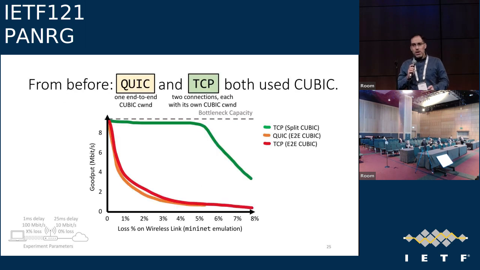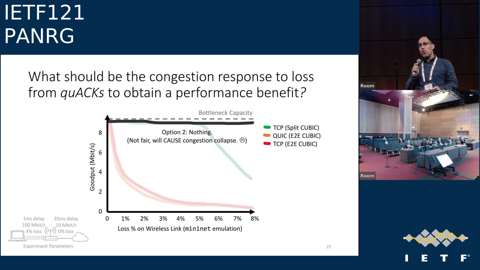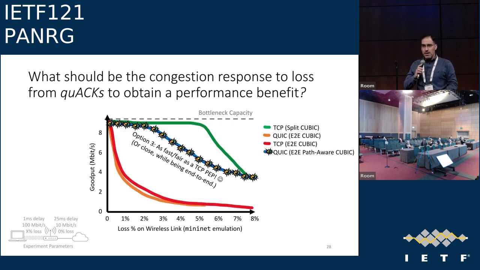So you could imagine, what should the sender do in the case where you have an end-to-end encrypted connection, like a QUIC connection, but the sender is learning very quickly about packet loss that has occurred on the near path segment. You could say, well, just do the same thing as you would do in the end-to-end connection, but then you don't get a performance advantage. You could say ignore the loss if it happened on the near path segment. That's not very good either.